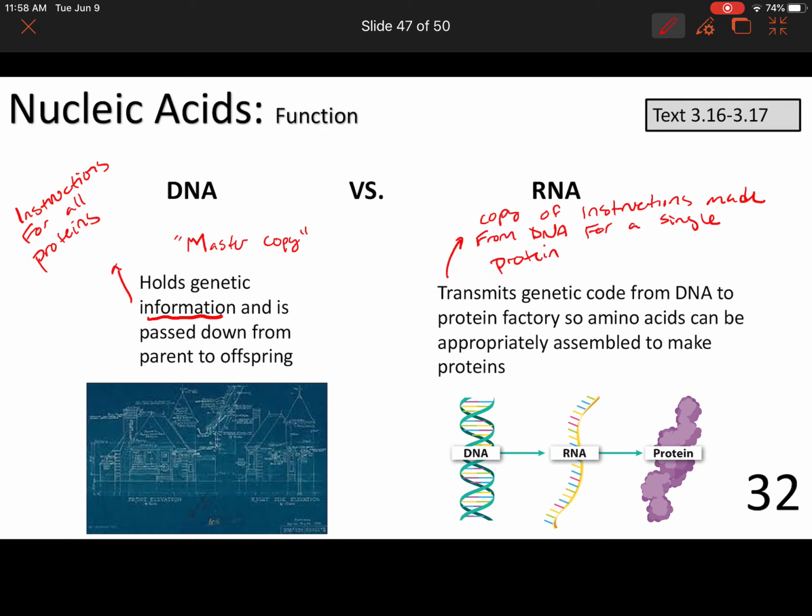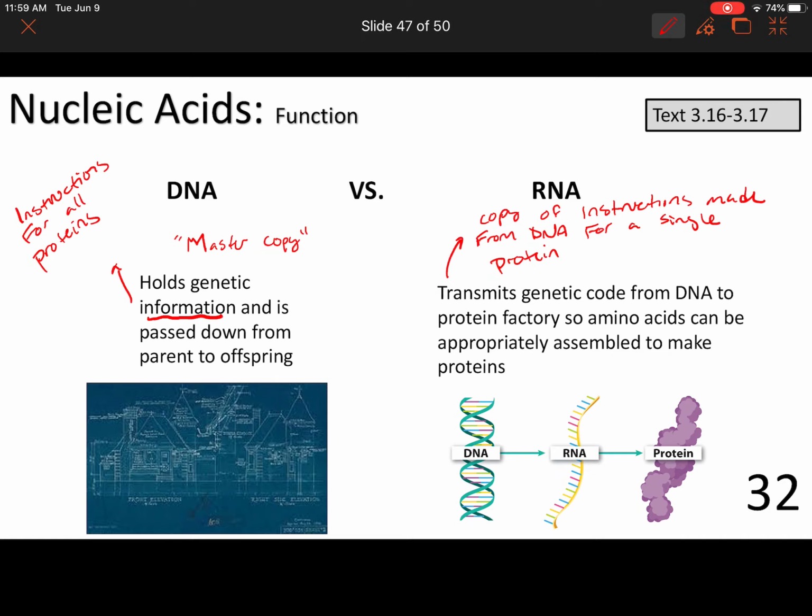The master copy of instructions isn't what actually gets sent to the protein building factory. The DNA gets held within, at least most organisms, the nucleus so that it stays nice and safe, which again, we'll talk about in later chapters. We're just kind of setting the stage here. So the master copy of the DNA has to remain intact, and we don't want it to get damaged. It's not what gets sent to the place where proteins are manufactured.